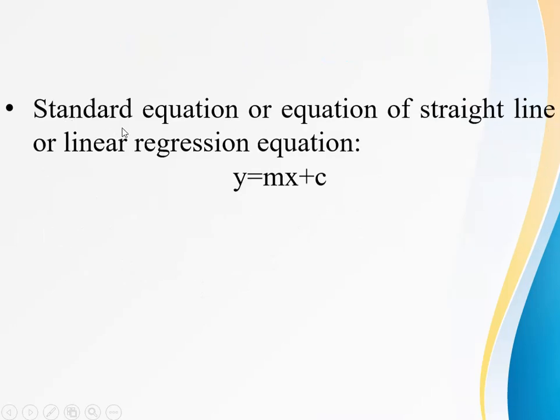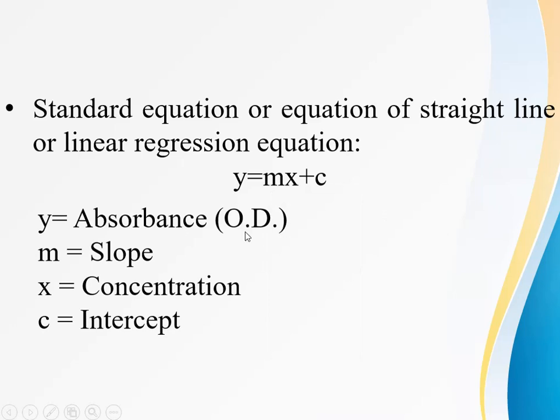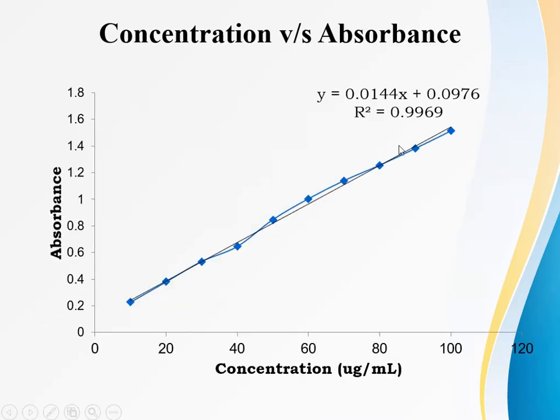A standard equation is used in the standard curve, which is also known as the equation of a straight line or linear regression equation, by which we can easily determine the value of absorbance. It is in the form of y equals mx plus c. Here y stands for absorbance or OD, m is the slope, x is the concentration, and c is the intercept of the graph. This is the standard curve between concentration and absorbance of a random sample. Here it is the linear equation with the value of R squared, which is known as the coefficient of regression.